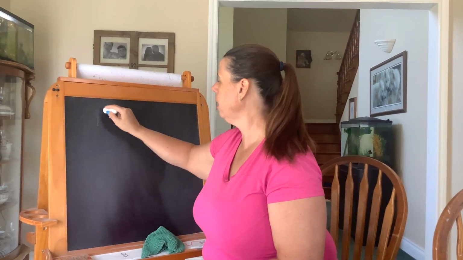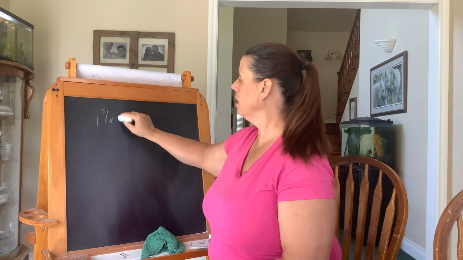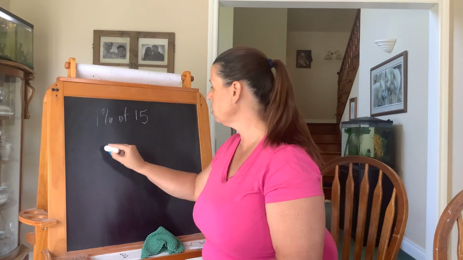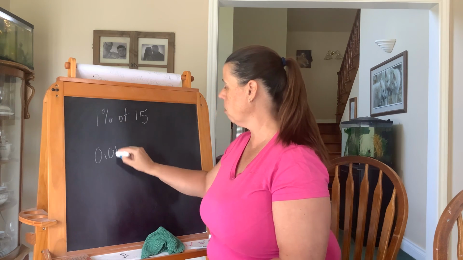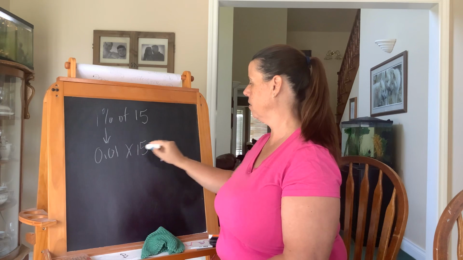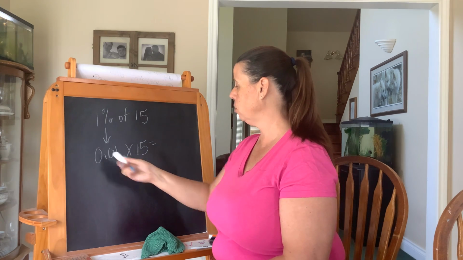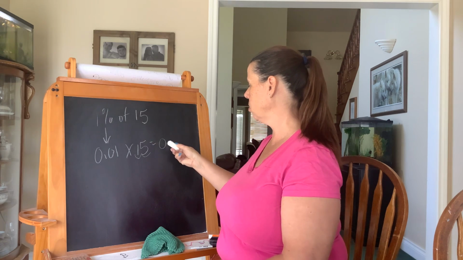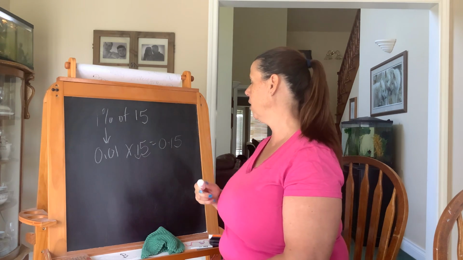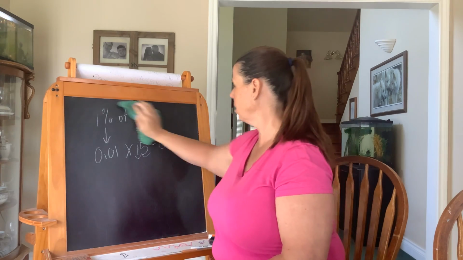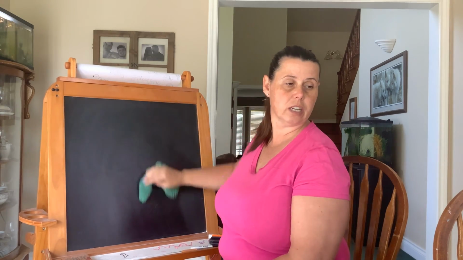So let's try C. 1% of 15. Okay. So that means that we're going to go 0.01, which is 1% of 15 times 15. I have 2 decimal places, so I'm going to go 1, 2, and it's 0.15. Okay? Pause the video, go answer the other questions in number 5.